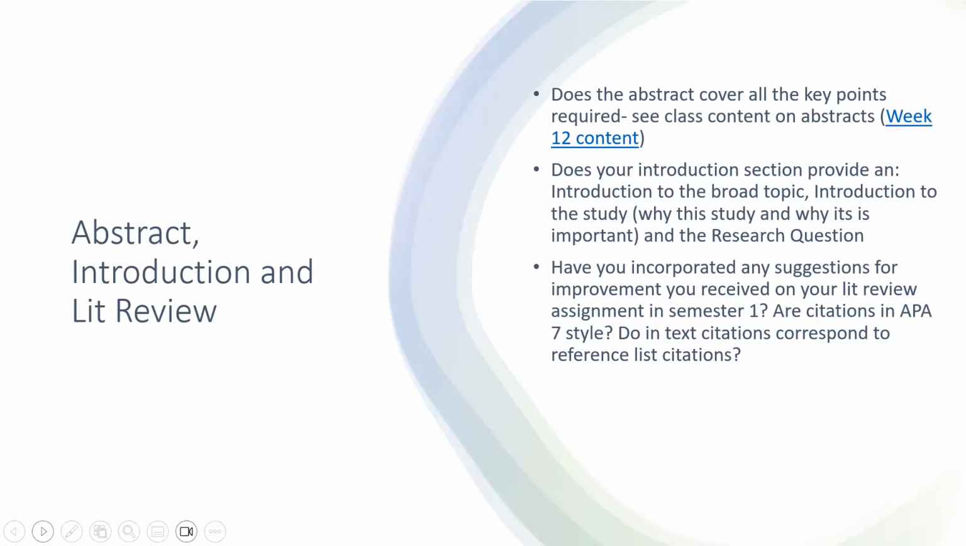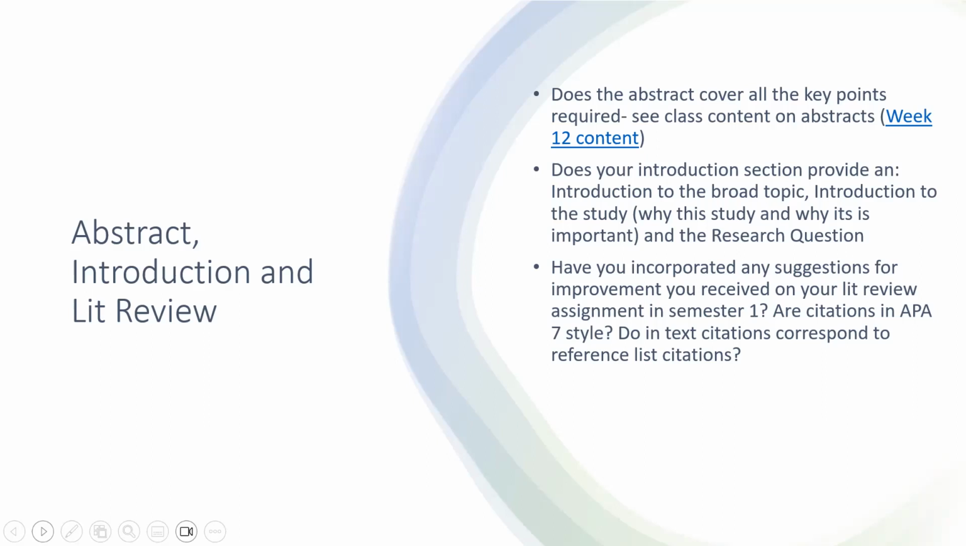And does your introduction section provide an introduction to the broad topic, an introduction to the study, so why this study and why it's important, also why it's important to you, and your research question? And so with the exception of the abstract, you've got an introductory section, and you may want to tweak it a little bit. Have you incorporated any suggestions for improvement that you received on your lit review assignment for semester 1, or from your lit review in semester 2 when you submitted that introductory piece with a truncated lit review?